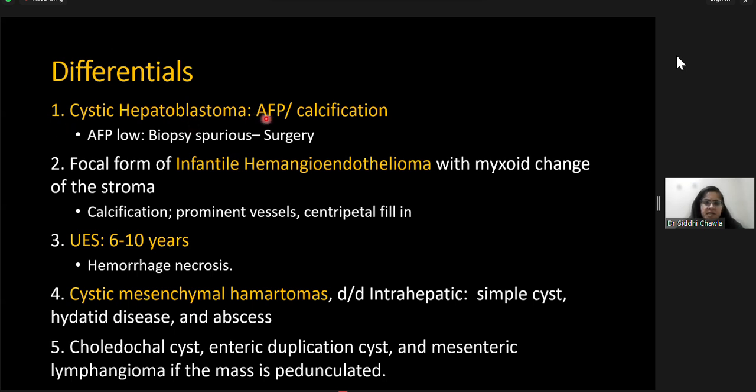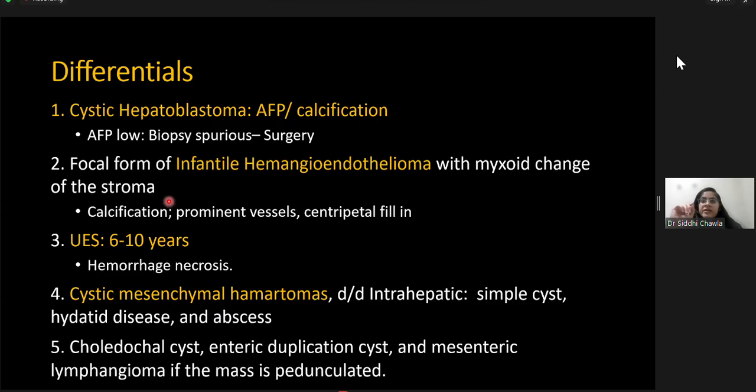So again, cystic hepatoblastoma, why are we keeping it in a differential? Because there is some calcification, and again, it can have a purely cystic form also. Now, how do we differentiate? If the AFP levels are low, then cystic hepatoblastoma is ruled out in this scenario. Then there is some focal form of infantile hemangioendothelioma with myxoid change of the stroma.